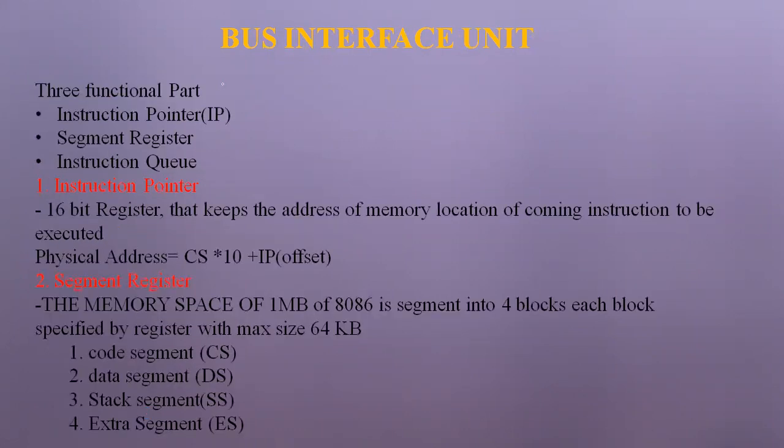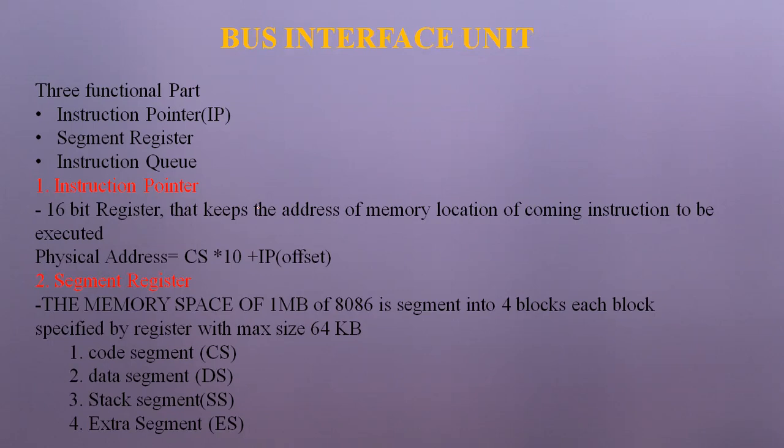The bus interface unit is classified into three main parts: instruction pointer, segment register, and instruction queue. The instruction pointer is a 16-bit register that keeps the address of the memory location of the coming instruction to be executed. Several instructions are ready for execution: one is executing, another is ready. Once execution is completed, the next one goes to the execution unit. The memory location of the coming instruction is saved inside the instruction pointer.